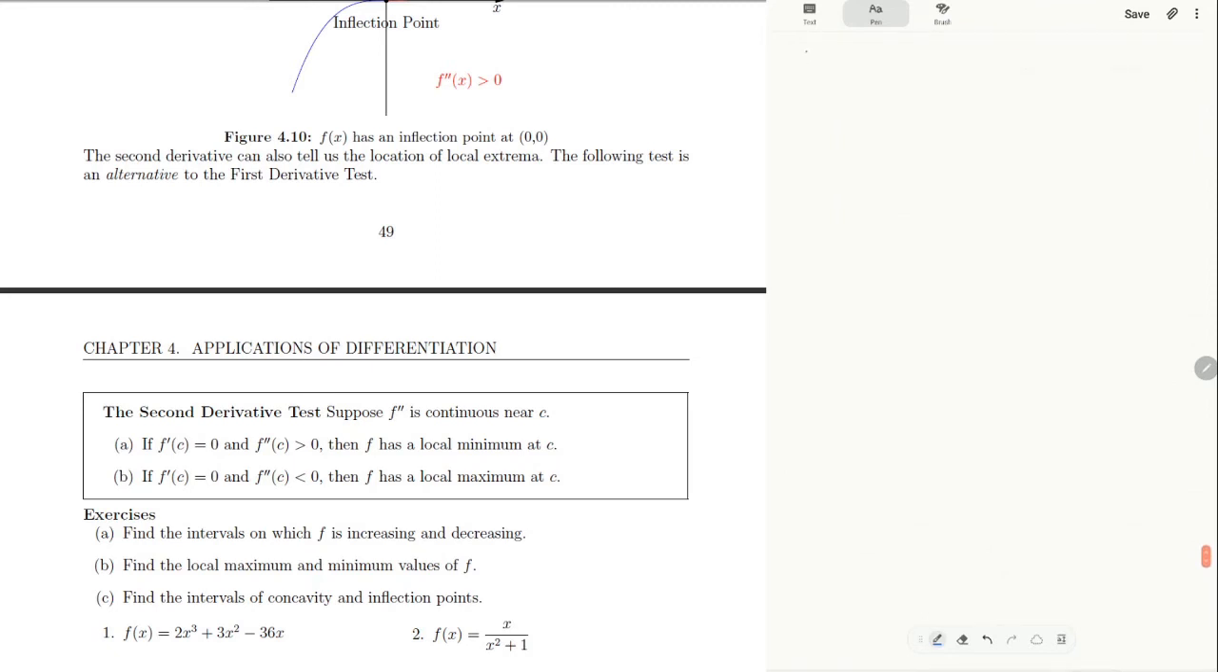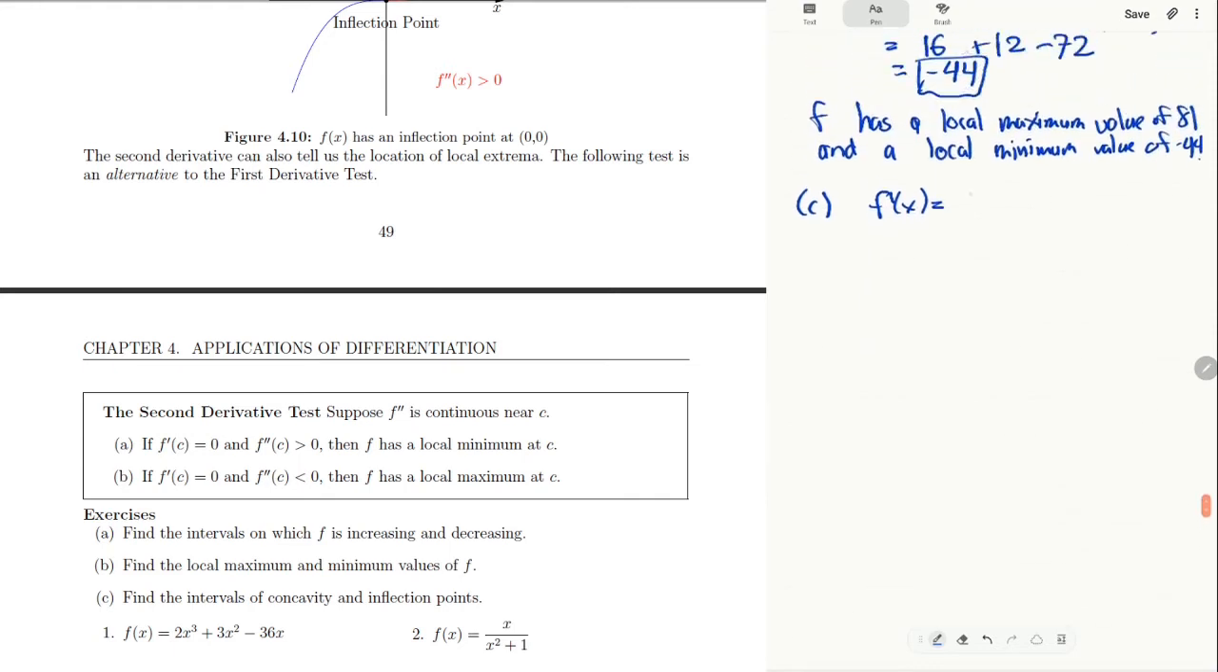Now in part C, we'll locate the intervals of concavity and any inflection points. So to find the intervals of concavity and inflection points, we need to look at the second derivative. So our first derivative was 6x squared plus 6x minus 36. So the second derivative, using power rule, is going to be 12x plus 6.